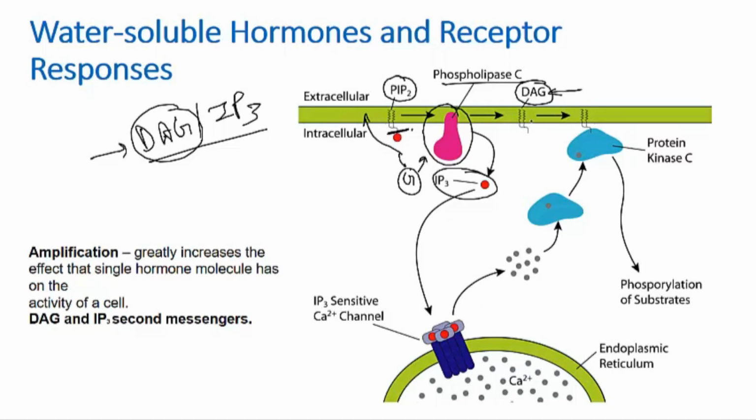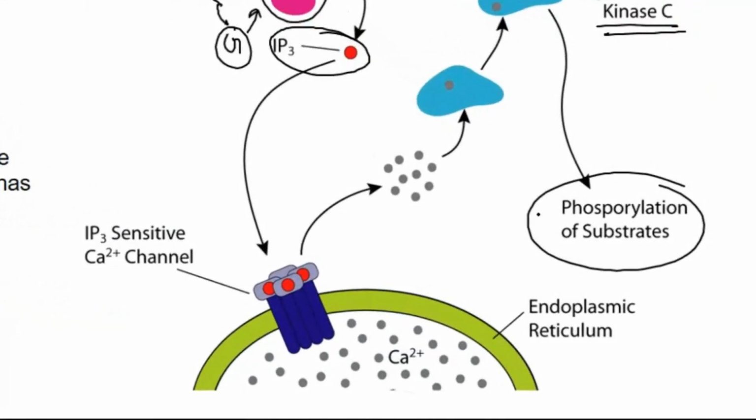DAG remains attached to the cell membrane and activates protein kinase C, and as it's a kinase, it can phosphorylate other substrates inside the cell, while IP3 gets released after the cleavage, and IP3 causes the endoplasmic reticulum to release calcium ion into the cytosol. So here also IP3 is acting like another secondary messenger.